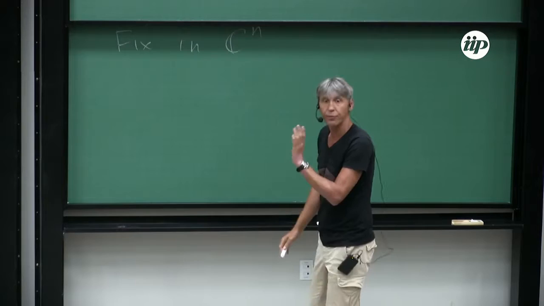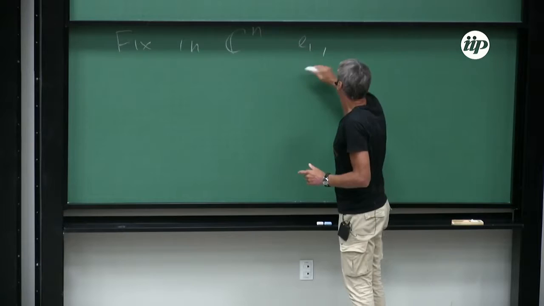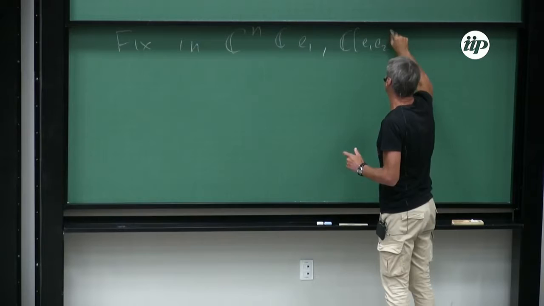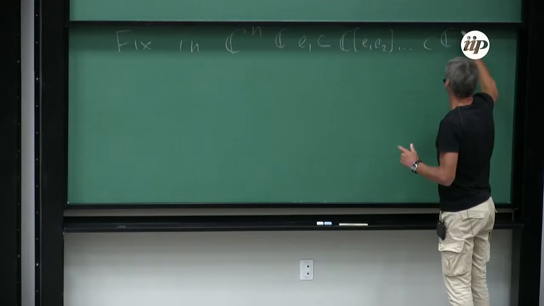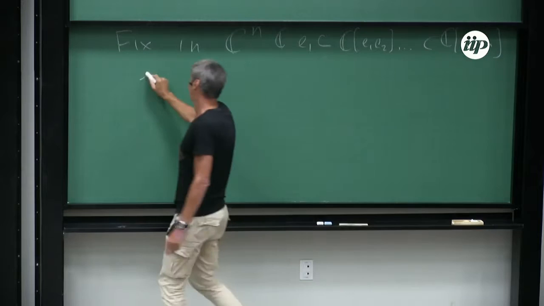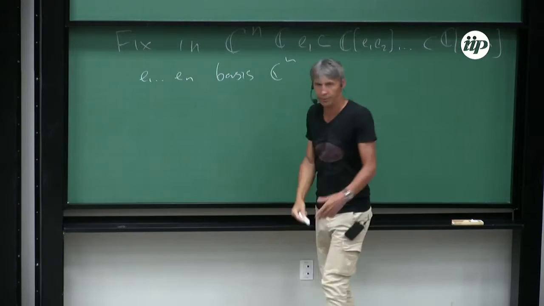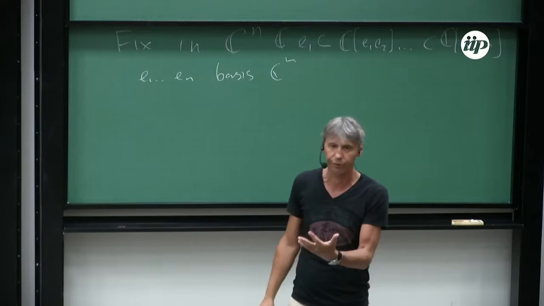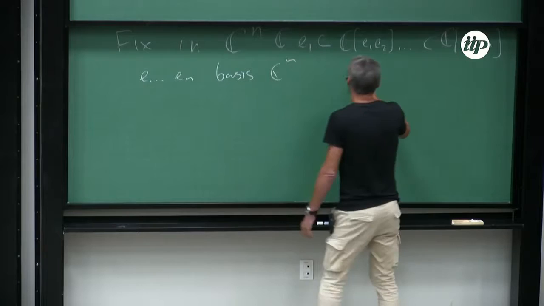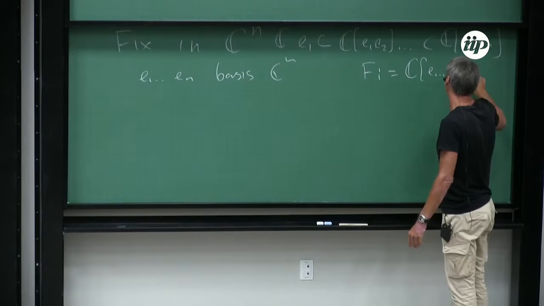Choose a basis, and then take the standard flag: the span of e1, the span of e1 and e2, and so on. So e1 through en is the standard basis of C^n, the one you've chosen, and then you make a full flag by taking the first vector, the first two, the first three, and so on. I would call these elements of the flag F_i, so F_i is the span of e1 to e_i.